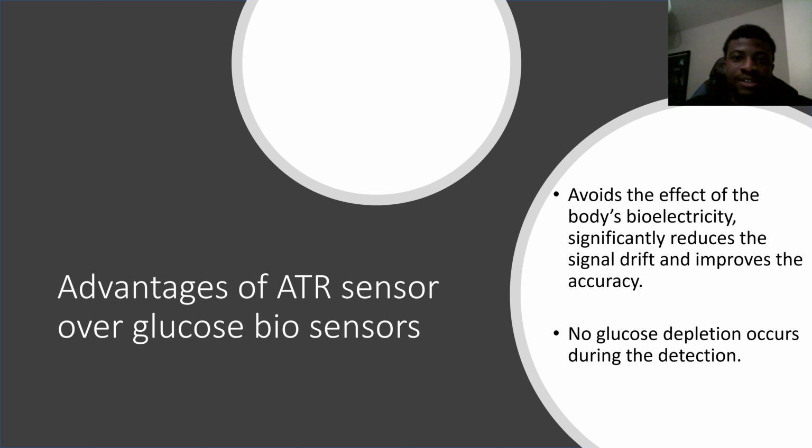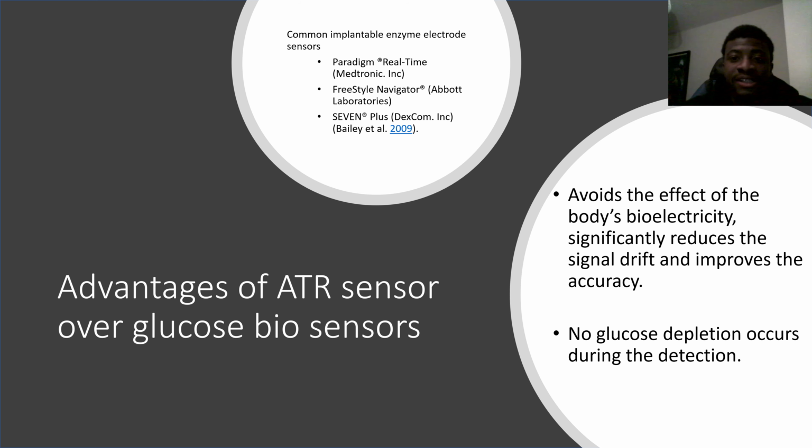The advantages the sensor has over common biosensors for continuous monitoring, which are the sensors listed above, is that it avoids the effects of the body's bioelectricity, significantly reduces the signal drifts, and improves the accuracy as it works based on optical signals. And secondly, no glucose depletion occurs during the detection, as detection is done by 5 emitted wavelengths near the glucose absorption peaks as opposed to the specificity of an enzyme.